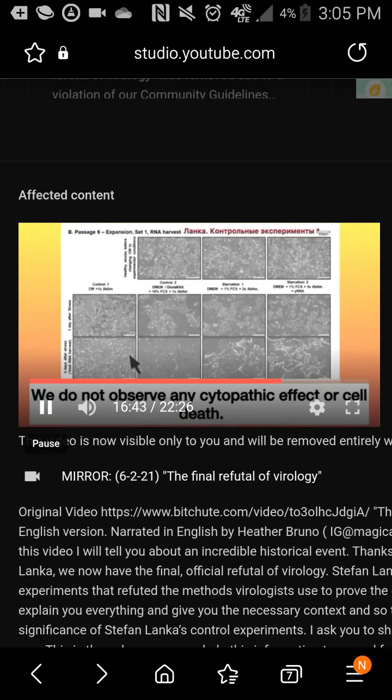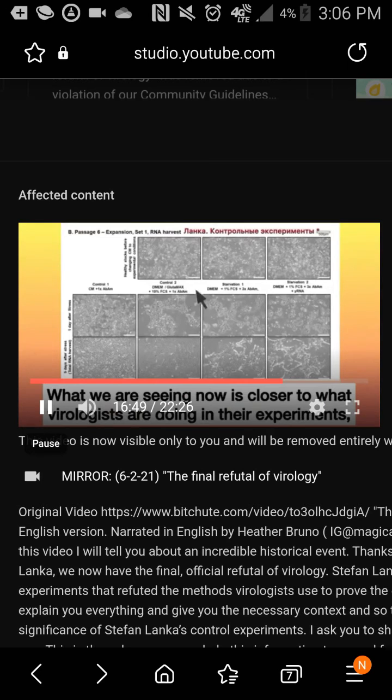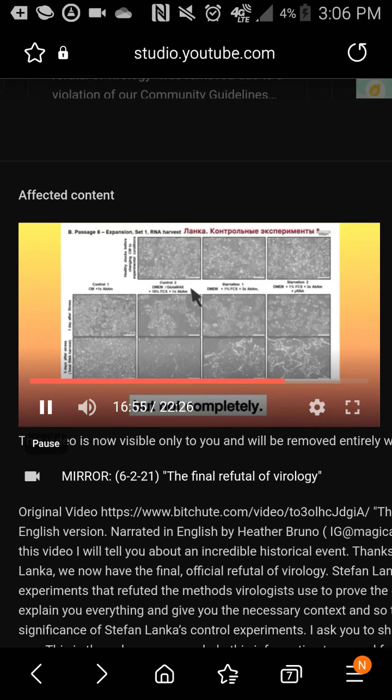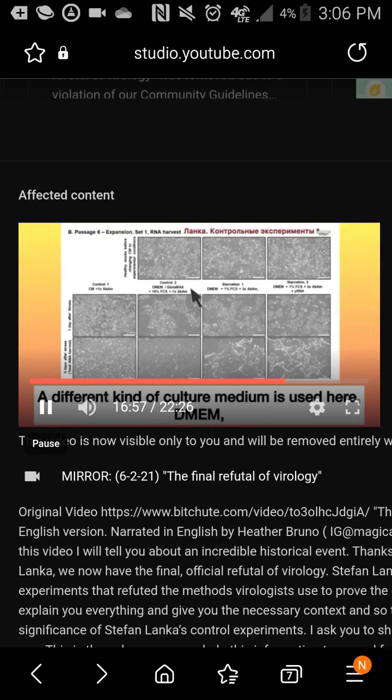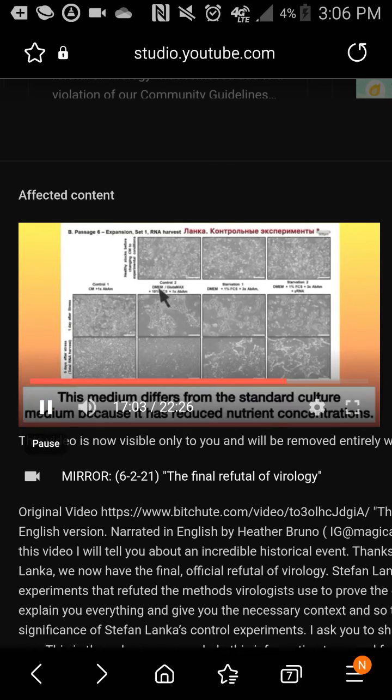We do not observe any cytopathic effect or cell death. Let's move on to the next group. What we are seeing now is closer to what virologists are doing in their experiments, but not completely. A different kind of culture medium is used here, DMEM, which stands for Delbecque's modified Eagles medium.